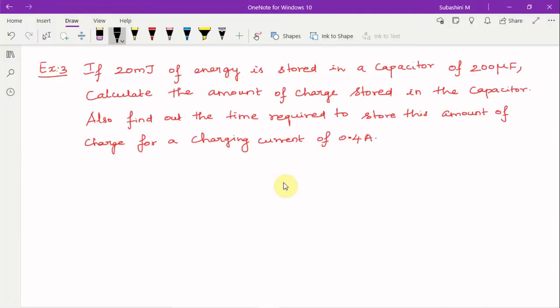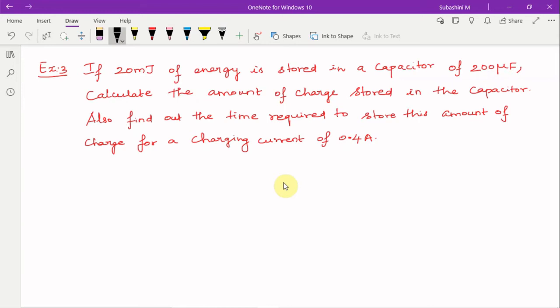So this is the third problem that we are going to solve today. If 20 millijoules of energy is stored in a capacitor of 200 microfarad, calculate the amount of charge stored in the capacitor. Also find out the time required to store this amount of charge for a charging current of 0.4 amps. That is, if this much energy is stored in a capacitor, how much charge will be there in that capacitor? That is, we have to find out first.